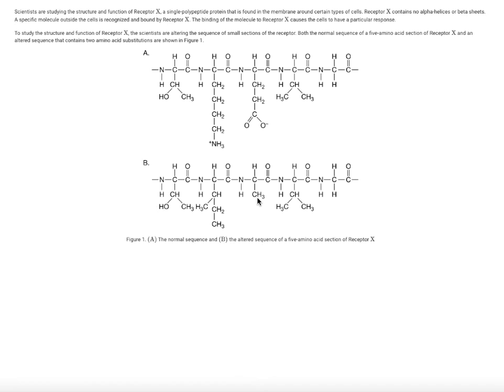Scientists are studying the structure and function of receptor X, a single polypeptide protein that is found in the membrane around certain types of cells. Receptor X contains no alpha helices or beta sheets. A specific molecule outside the cells is recognized and bound by receptor X. The binding of the molecule to receptor X causes the cells to have a particular response. To study the structure and function of receptor X, the scientists are altering the sequence of small sections of the receptor. Both the normal sequence of a 5 amino acid section of receptor X and an altered sequence that contains 2 amino acid substitutions are shown in figure 1.